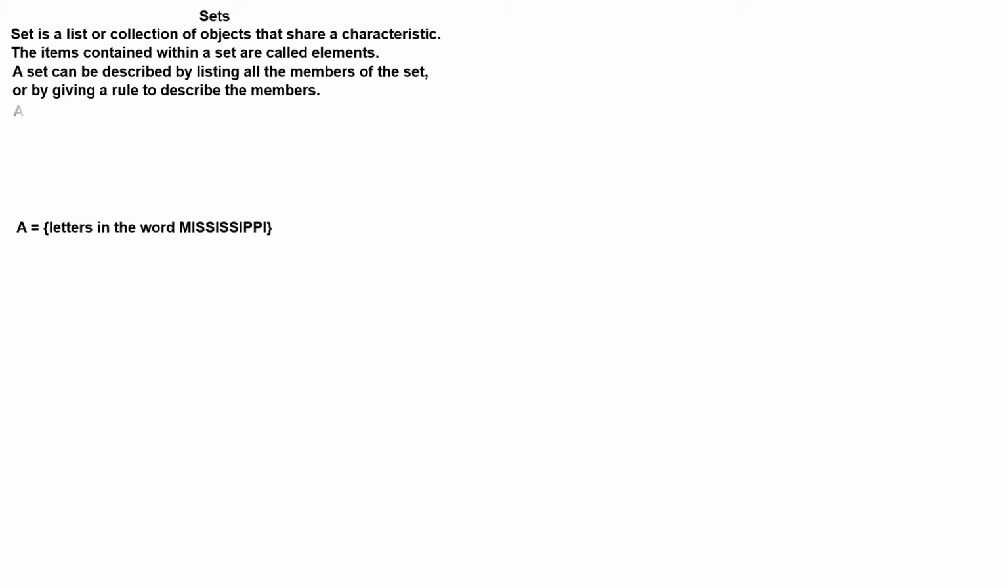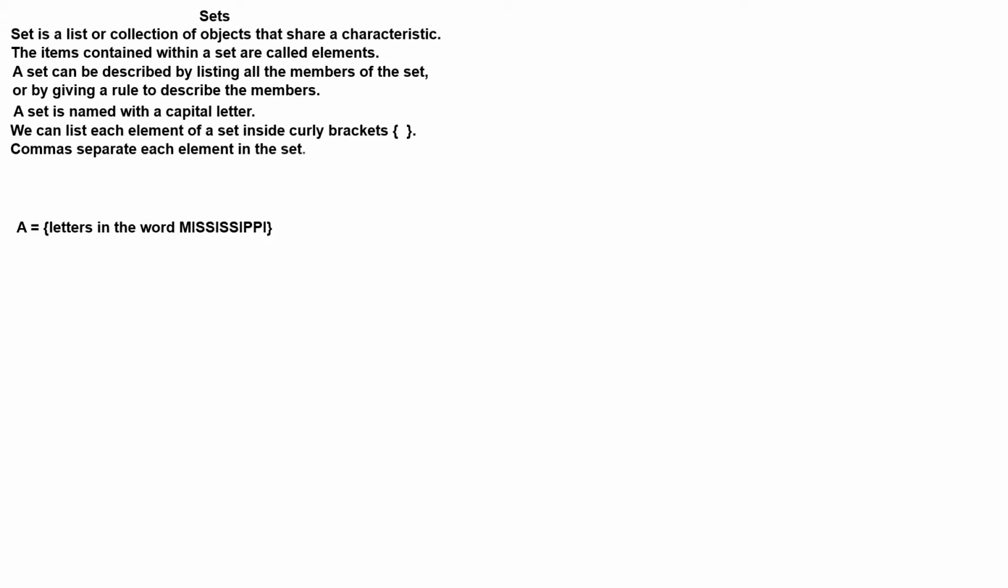A set can be described by listing all the members of the set, or by giving a rule to describe the members. Let's see one example. The set A is the set of letters in the word Mississippi. A set is named with a capital letter. We can list each element of a set inside curly brackets. Commas separate each element in the set. We can describe the set A by writing its elements directly.